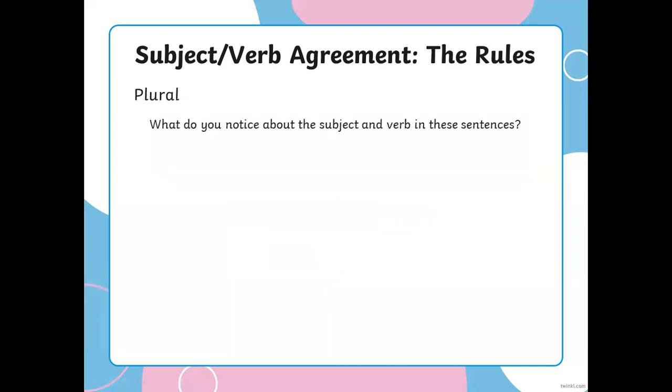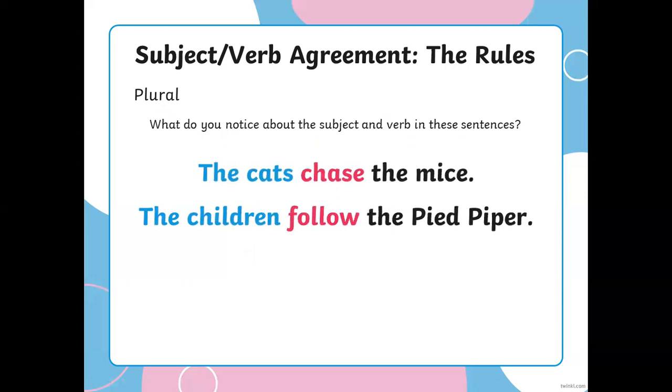What about plurals? What do you notice about those subjects or those sentences? The cats chase the mice. Cats is a plural subject. Chase is our verb, and we didn't add anything to the verb because the subject is plural. The children follow the Pied Piper. So here we're talking about a plural subject. Follow, we didn't add anything to the verb because the subject is plural.